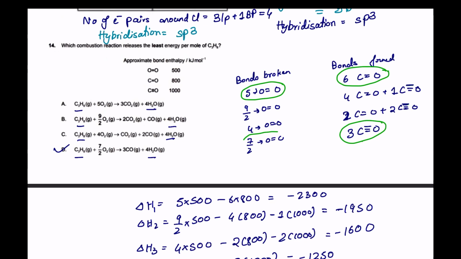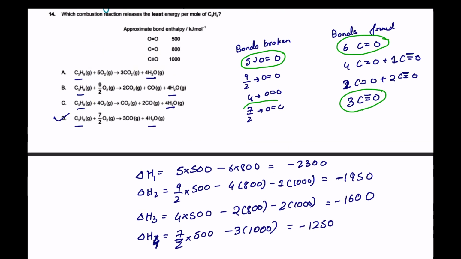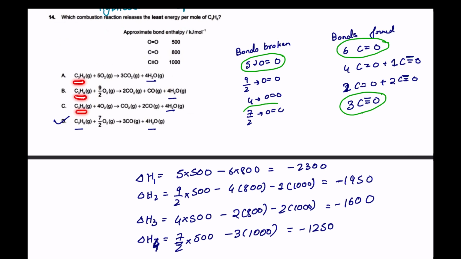Now in question 14, we have to analyze which combustion reaction releases the least energy per mole of C3H8. And they have given you a list of bond enthalpies. Now to solve this question, we need to identify which bonds are broken and which bonds are formed in these reactions. Now what happens is, just check, C3H8 is common in all the options. So we don't need to analyze C3H8.